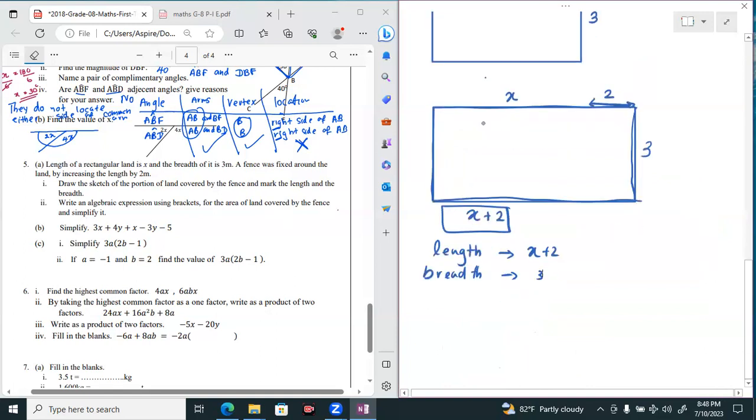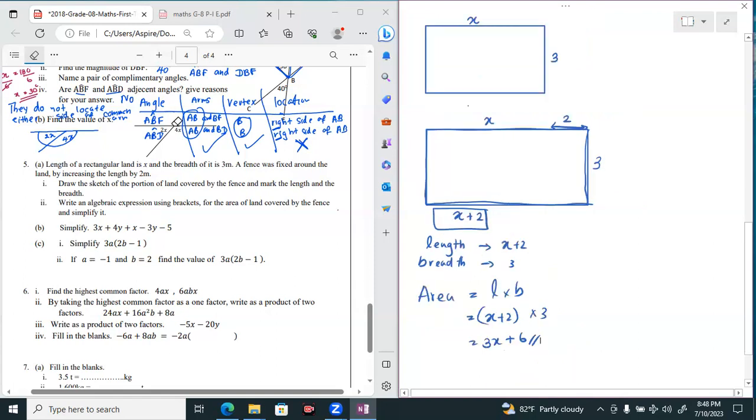Write an algebraic expression using the brackets for the area of land covered by the fence and simplify it. Area covered by the fence is x plus 2 into 3, because the area is equal to length into breadth. Length is x plus 2, breadth is 3. Then 3 into x is 3x, 3 into 2 it is 6. Then this is the algebraic expression which indicates the area of the land covered by the fence.